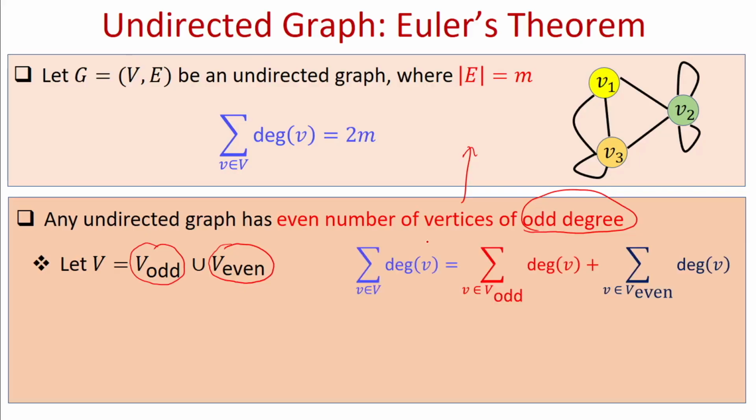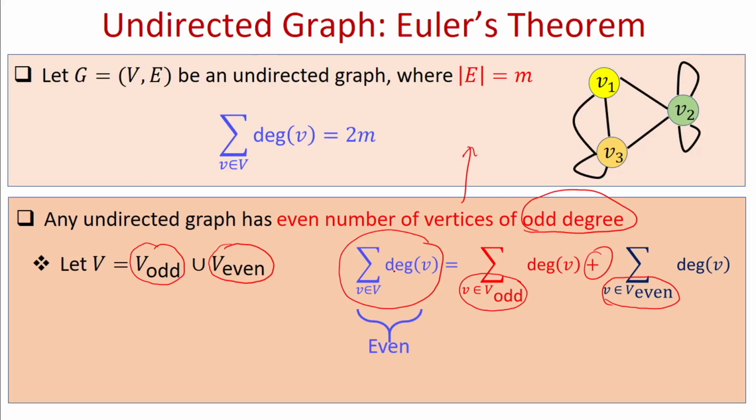Now what I can say is that if I take the summation of the degrees of all the vertices in the graph, then that is equivalent to the summation of the following two quantities. You take all the vertices in the set V odd, namely all the vertices which have odd degrees, and take the summation of their degrees. And you take all the vertices in the set V even, namely all the vertices which have even degrees, and sum their degrees. If you sum these two quantities, that will give you the summation of the degrees of all the vertices in the graph.